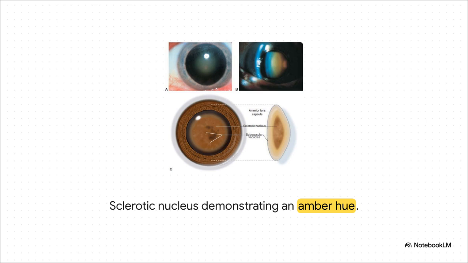Now, listen closely because here is the ultimate board trap. If you take this densely compressed amber NSC and put it under a microscope, the fibers are actually completely indistinguishable from a normal, non-cataractous lens of the exact same age. You literally cannot identify histopathologic changes in an NSC. It is purely a mechanical compression issue.